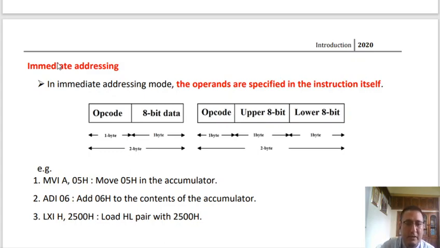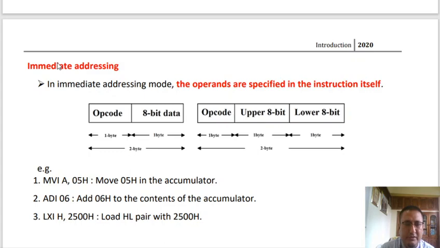Likewise, we have a second example, ADI 06. It will add the immediate data, that is 06, to the content of the accumulator and store the result in the accumulator. Likewise, we have LXI H,2500, which loads the HL pair with 2500. These are the examples of immediate addressing mode.